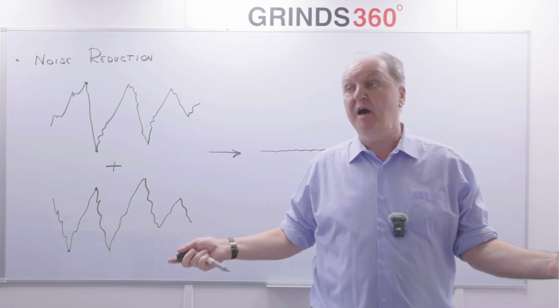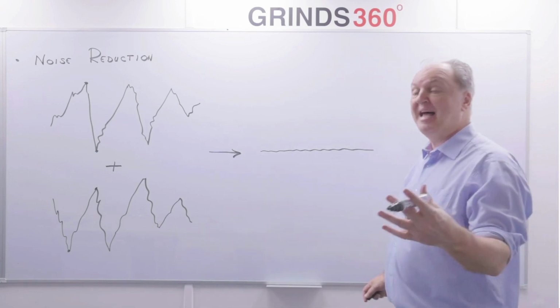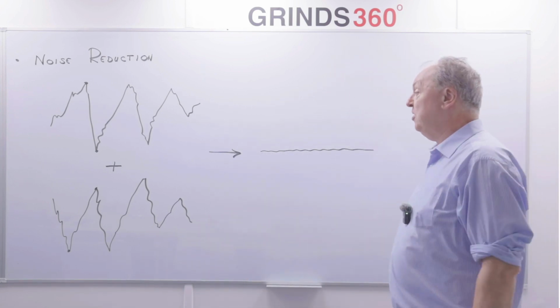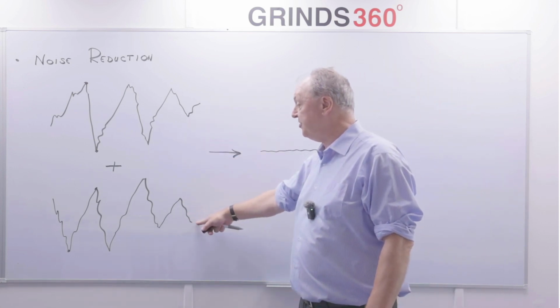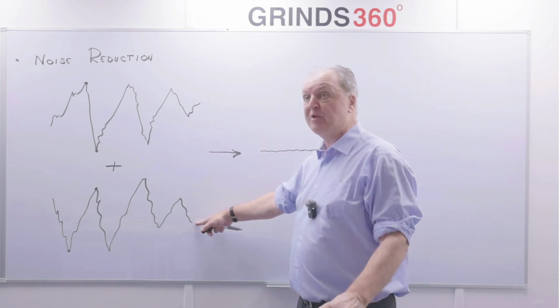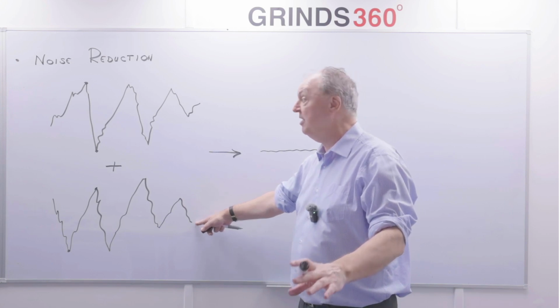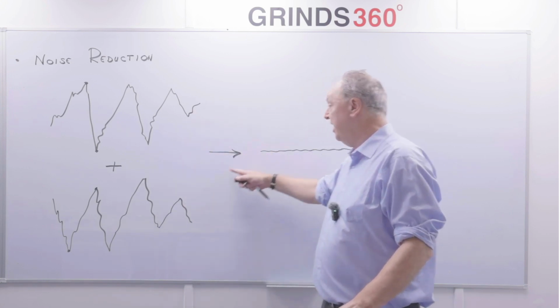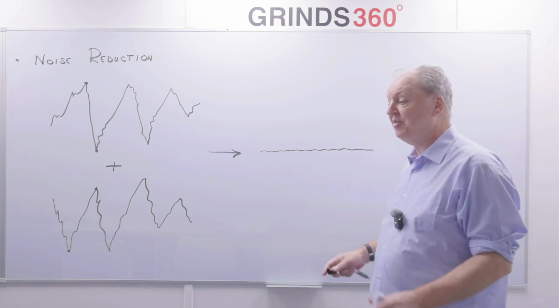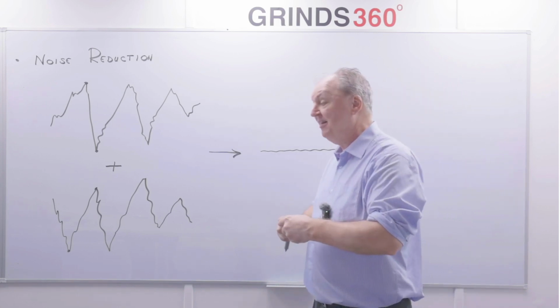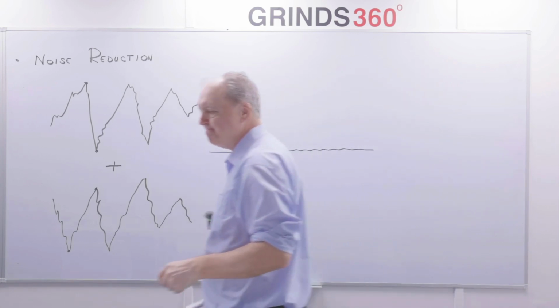We also have it in cars. If you've got a car with a very loud engine, then you can do the same thing. You can take its waveform, turn it upside down, feed that into a loudspeaker behind the head of the driver. These two forms come together and you're driving along in total silence. So that's a very good application of destructive interference.